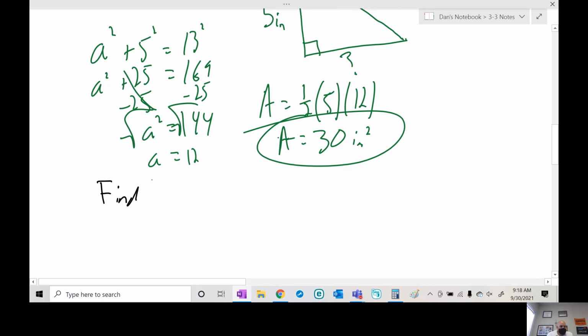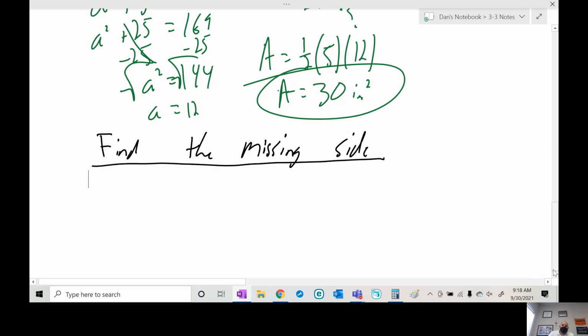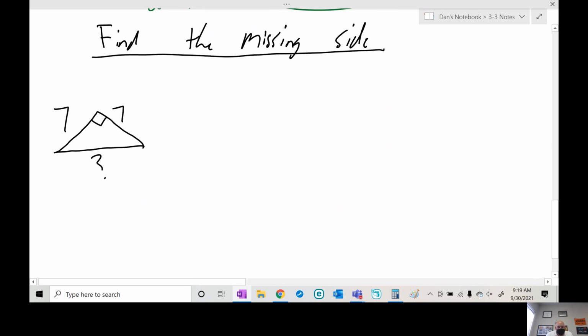So we'll just do find the missing side. We won't do any extra steps with this. And we're going to do 3 of them. You're going to have to figure out, is the hypotenuse missing or is the leg missing, and then be able to solve it the right way. Remember, the hypotenuse is the one across from the 90-degree angle. So we're going to do this. I'm going to put our 90-degree angle here. So the first one's going to look like this. 7, 7, question mark. There's the first one.